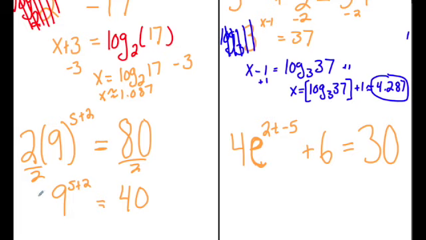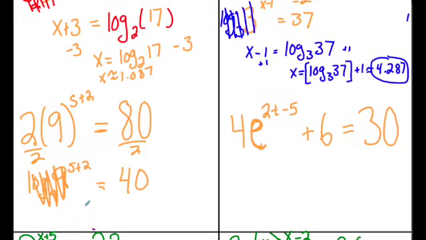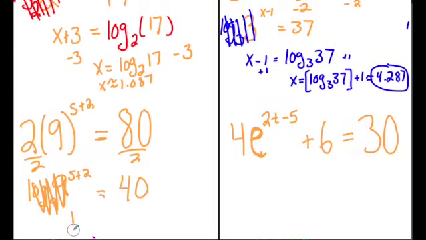We ask ourselves, is 40 a power of 9? It's not. So on both sides, we're going to take the log base 9. And then remember, what we do to one side, you do to the other. On this side, it'll have canceled. So on the left side, you're going to have s plus 2. And on the right side, you're going to have log base 9 of 40. And then the last step is going to be subtracting that 2.